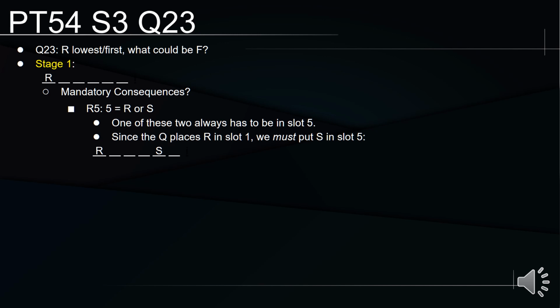Because again, one of the two, R or S, has to be in slot 5. Since we know that R can't be the one to fulfill that duty, we now know that it falls exclusively upon S. S is the only one that can fulfill the demands of Rule 5 now. So this is what our diagram is upgraded to. And unfortunately, I think that is it when it comes to mandatory consequences just on the face of the rules without doing any further diagramming or interacting. And this is what I mean by that.